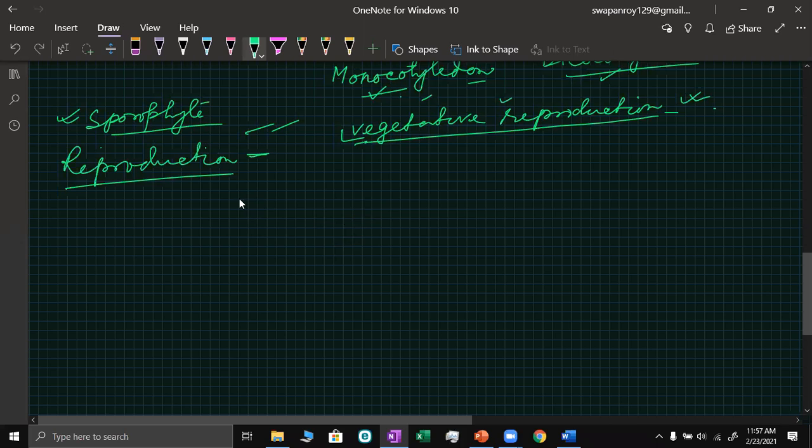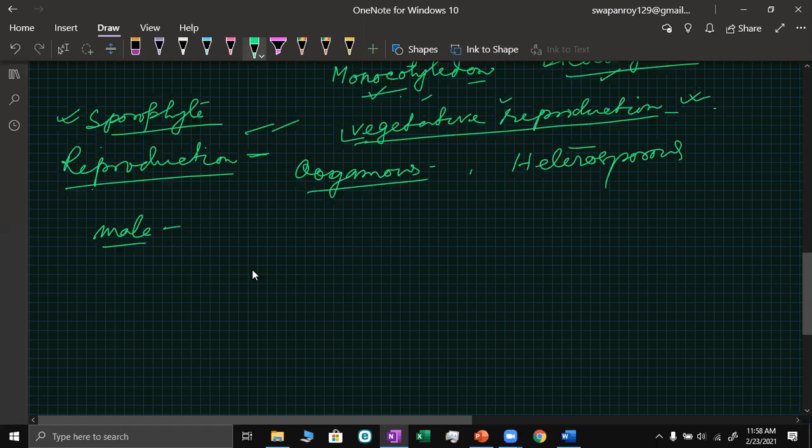The reproduction is naturally oogamous, and they are heterosporous. The male reproductive structure is the stamen. Within the stamen there is the anther.